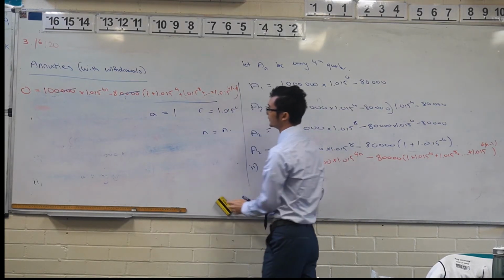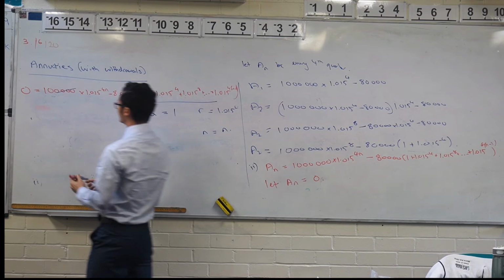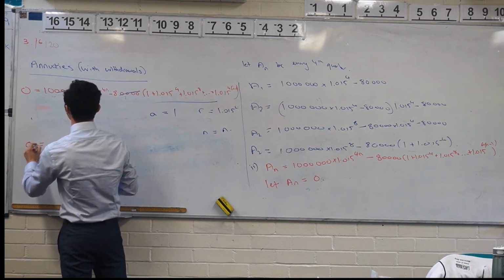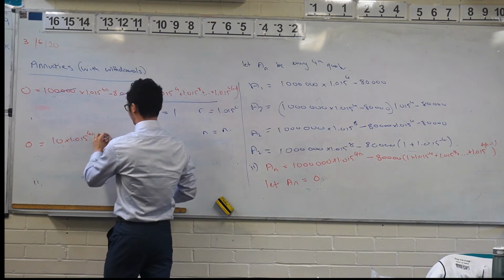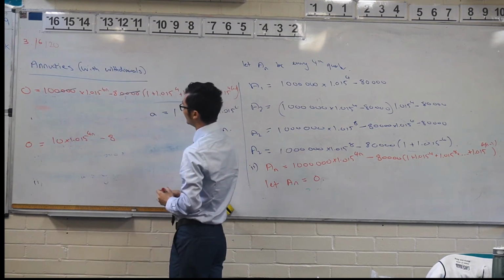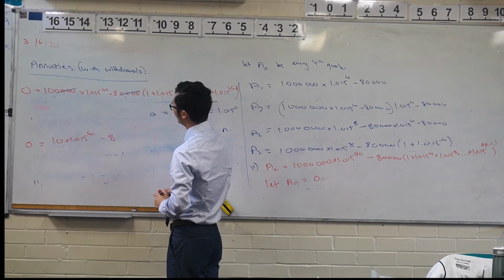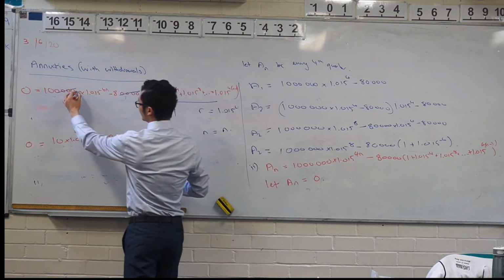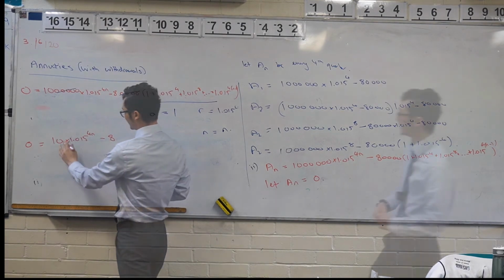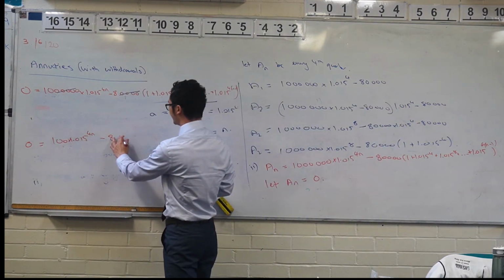Okay, so let's put that all together now. Then what I have is this. I've got 0 is equal to 10 times 1.015 to the power 4n, take away 8 outside of... That should be 1 million actually, shouldn't it? Sorry. So an extra 0 there. Should be 100. And then we have this 8 here.